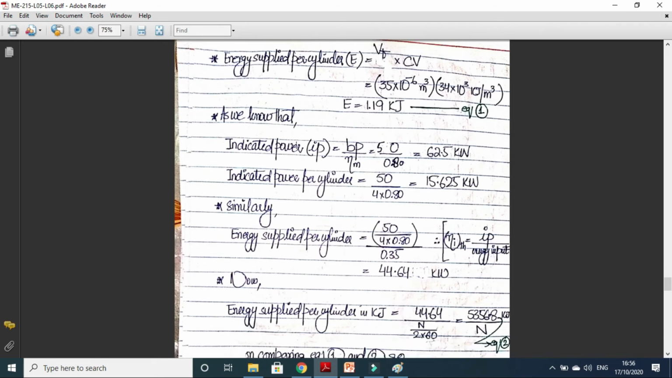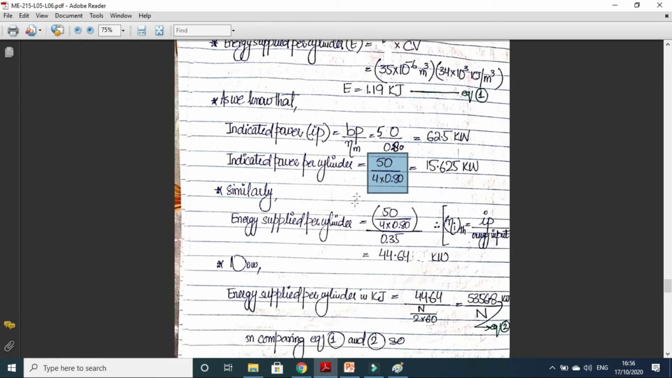So we can find the indicated power with the help of brake power and mechanical efficiency, and if we divide it by 4, it will be indicated power per cylinder, because we are doing everything in per cylinder terms. So we need the indicated power also in the per cylinder. So the flow rate of energy supplied per cylinder, we can find with the help of indicated thermal efficiency formula, that is IP upon energy input. IP is known, indicated thermal efficiency is known. We can find the energy input, and please note its unit is kilowatt, kilojoule per second.